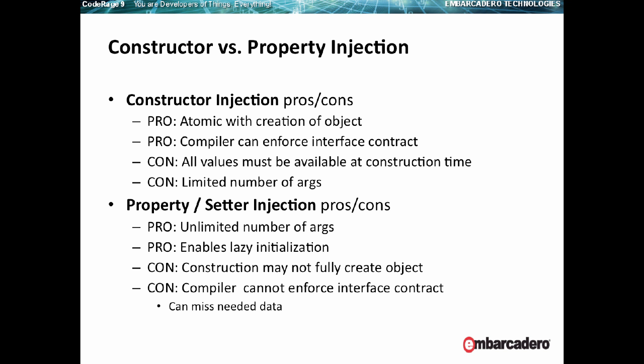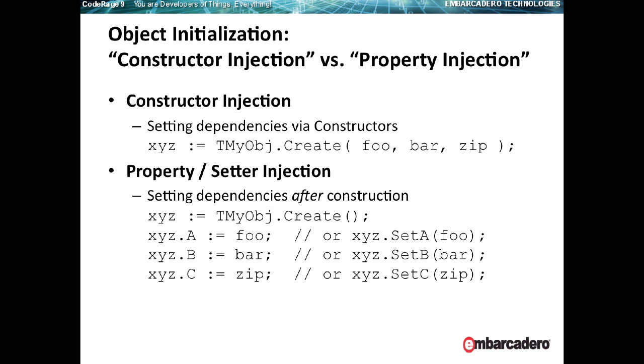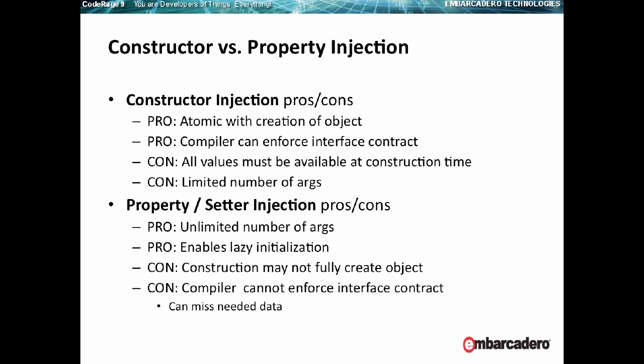Now there are some pros and cons when it comes to constructor versus property injection, and they happen to be mirror images of each other. When it comes to constructor injection, one of the pros is that it's atomic with the creation of the object. In other words, you create the object and it's fully initialized. And the other pro is that the compiler can enforce the interface contract. So, for instance, where we say in a constructor, here we need 3 objects, we can't pass 2 or 4. The compiler will give us a compiler error. The drawback is all the values that are necessary must be available at the time we're constructing the object. And for practical purposes, we have a limited number of arguments we can pass.